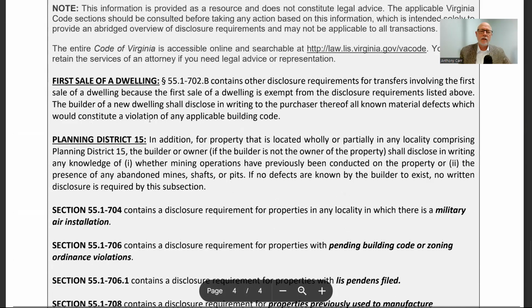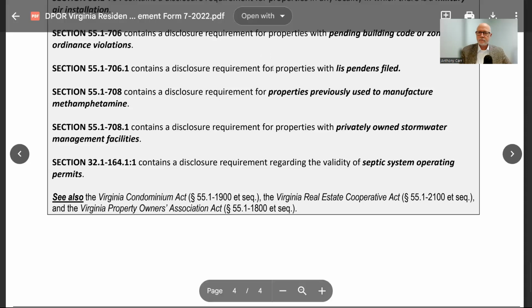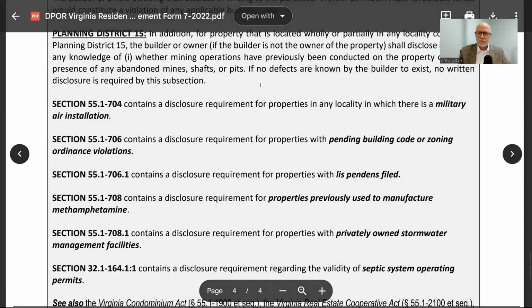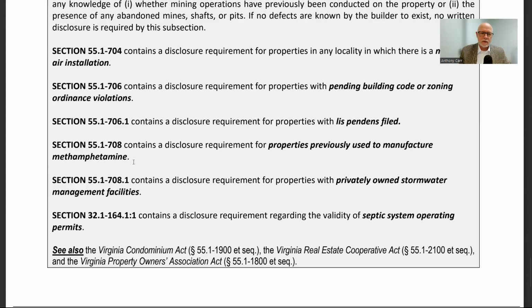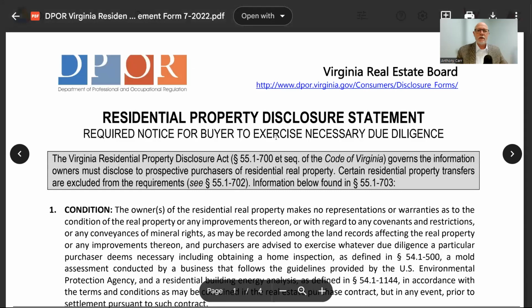And then these are other listings of different disclosure forms that may be required in the selling of a property, but are not part of this disclosure form. Military air installation, pending building code or zoning, lis pendens filed, properties previously used to manufacture methamphetamine, privately owned stormwater management and septic system operating permits. So this is the long form that is in a link on the short form for buyers to click and take a look at to see what is being disclosed and what is not being disclosed. So that's that form there.